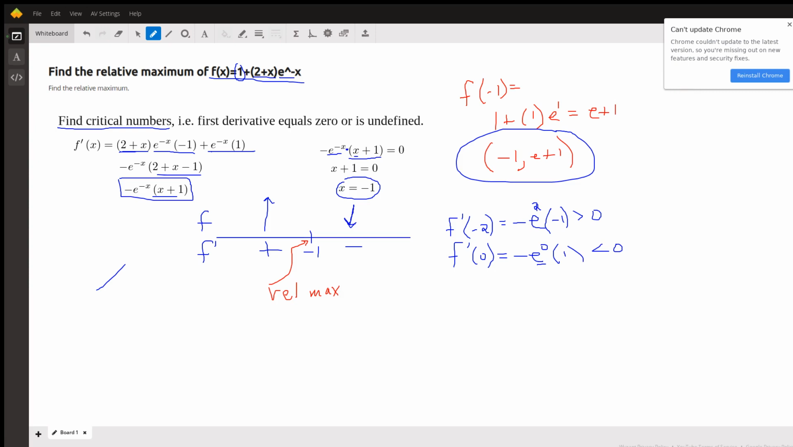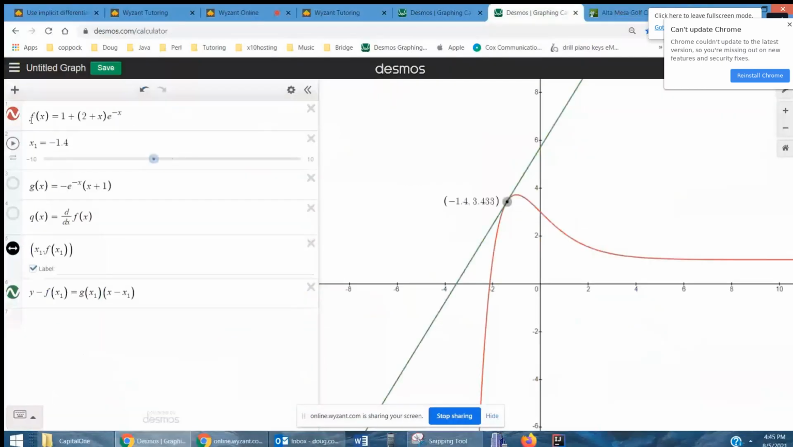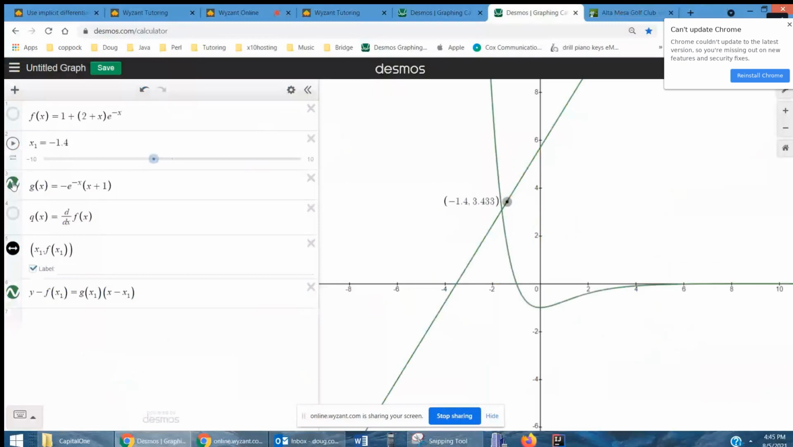If I share my screen and go to Desmos, here's actually the original function. If I take the derivative that we used there, let me get rid of this for a second, and use the Desmos derivative operator, you can see that I get the same graph. So I'm convinced that this is a correct derivative.